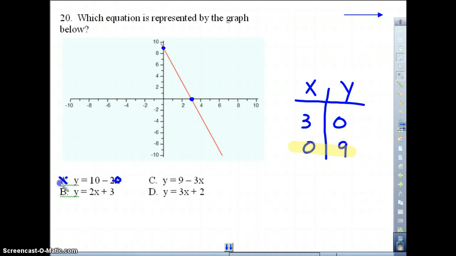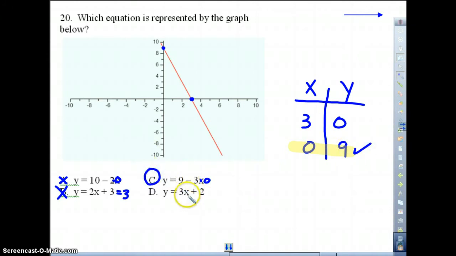I don't think it's A. B, 2 times x. Well, let's take 2 times 0. That's 0 plus 3. That gives you 3. No, they say the answer is 9. Let's put in 0 right here. 3 times 0 is 0. 9 subtract 0 is 9. Ooh, I like that answer.